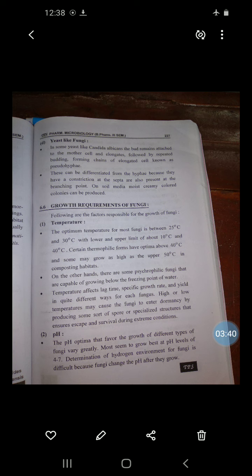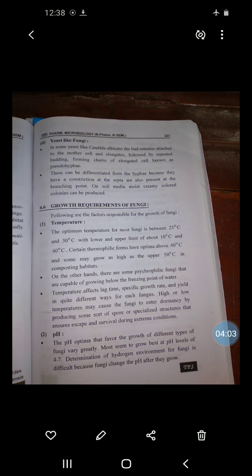Next point, growth requirements of fungi: first temperature, then pH, oxygen, water, nutrients and light. We will see them one by one.